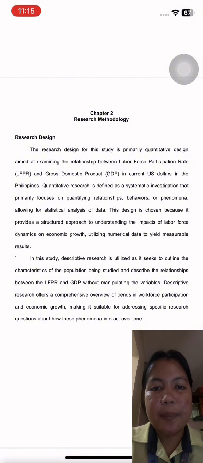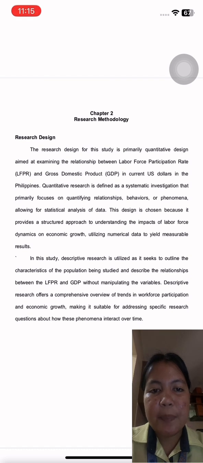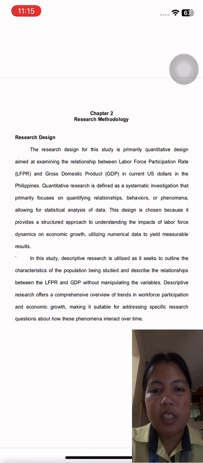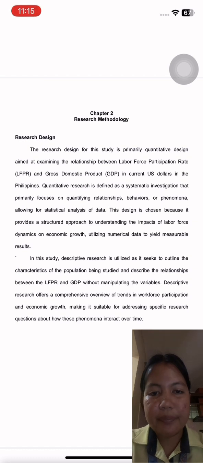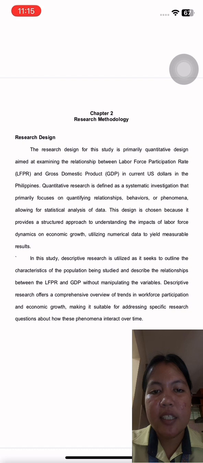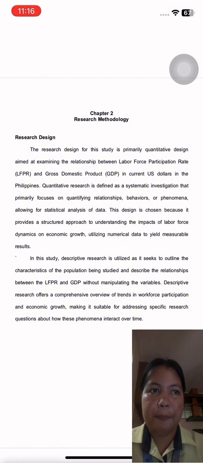In this study, descriptive research is utilized as it seeks to outline the characteristics of the population being studied and describe the relationship between the LFPR and GDP without manipulating the variables. Descriptive research offers a comprehensive overview of trends in workforce participation and economic growth, making it suitable for addressing specific research questions about how these phenomena interact over time.